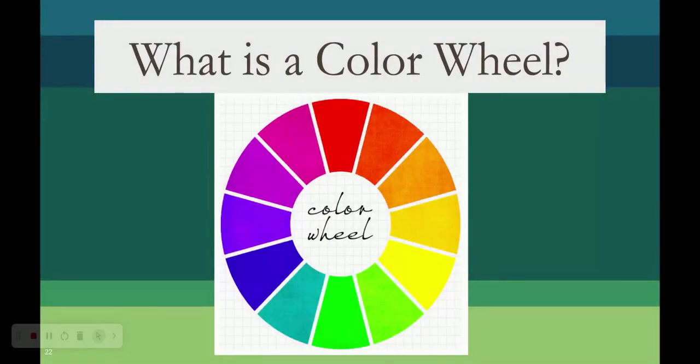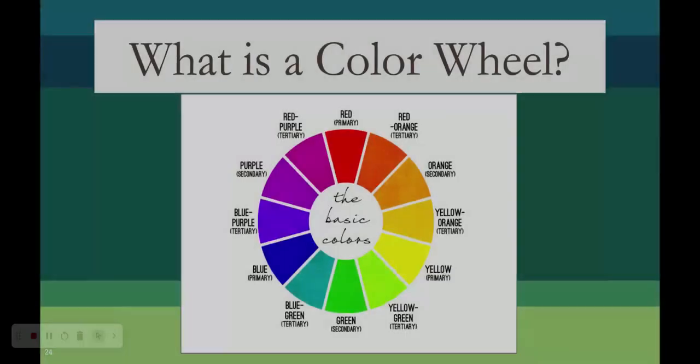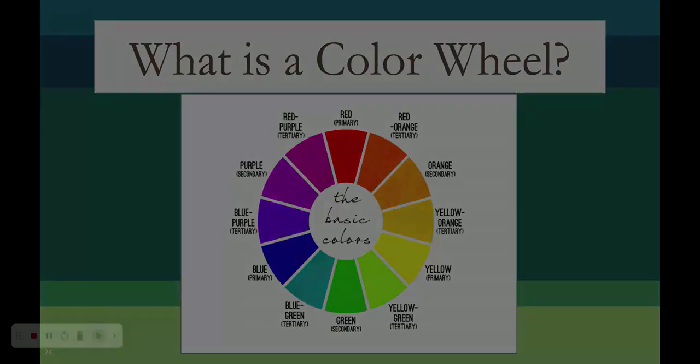So what is a color wheel? It's a visual tool used by artists and designers for arranging colors due to their hue, color relationships, and how colors mix. Artists, they don't really look at a color wheel every single time they work with color, but it's something they're aware of when they're deciding on colors and how they want to organize their colors in their artwork.